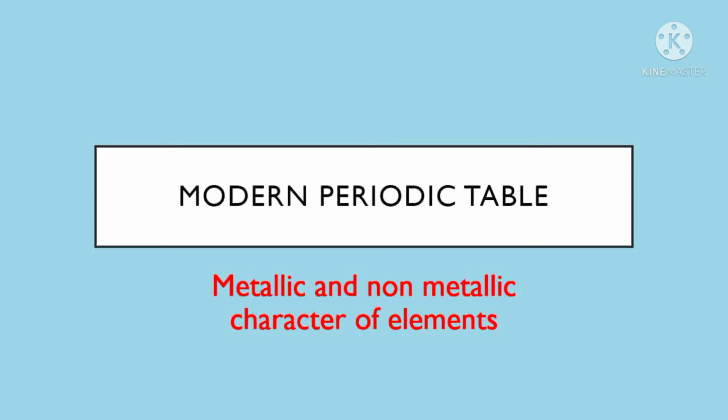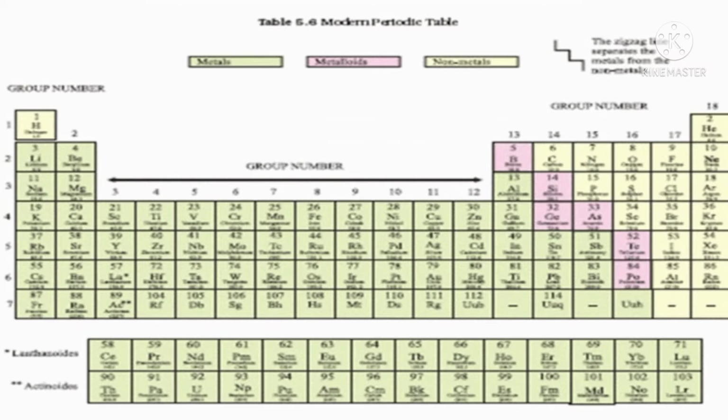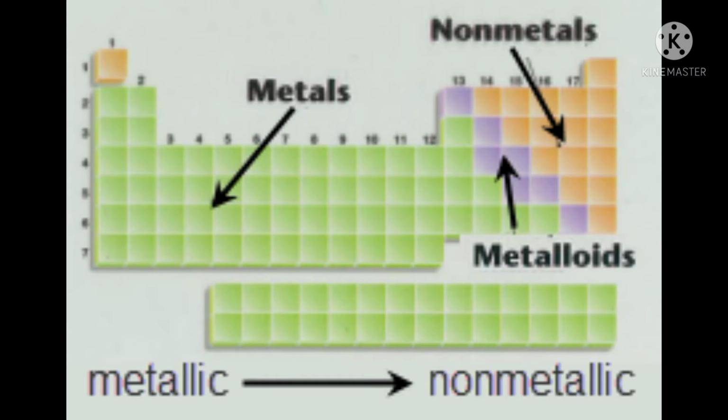In this video, we will discuss the topic metallic and non-metallic character of elements in the modern periodic table. These are two properties, but these two properties are opposite to each other. That's why we learn these two properties together. In the modern periodic table, metals lie on the left side and non-metals on the right side. A zigzag line separates metals and non-metals, called metalloids.